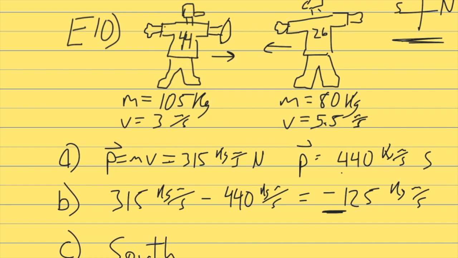Another way to look at it: the momentum of the defensive back is greater initially, which means the total momentum is in the direction of the defensive back. So the momentum beforehand is in the direction of the defensive back. That means the total momentum afterwards is going to be in the direction of the defensive back, meaning it's going to be south.